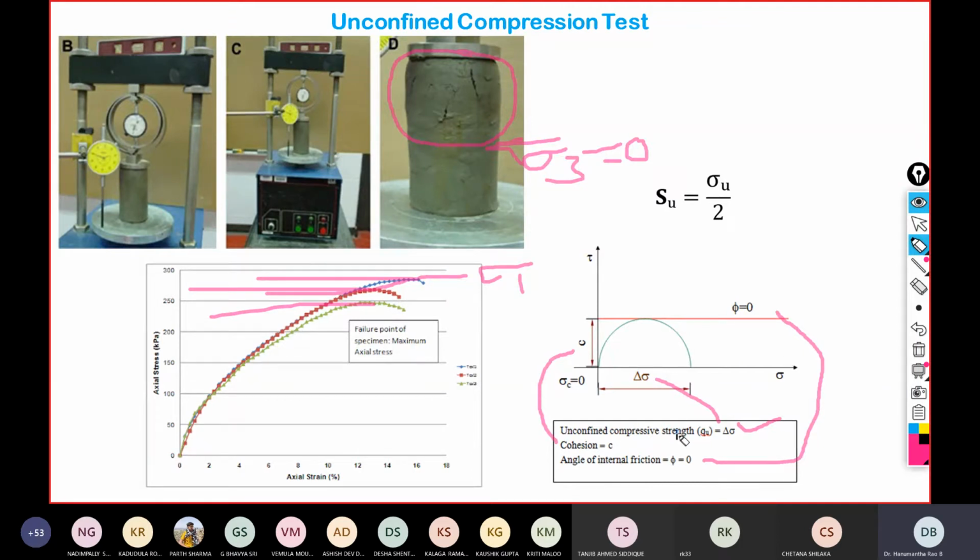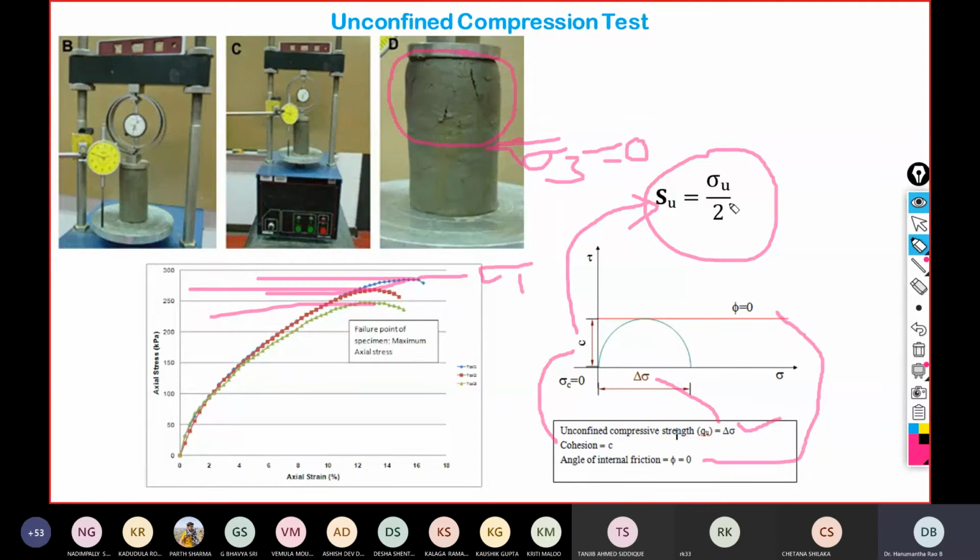Once unconfined compressive strength is known, then from this I can determine the undrained shear strength, which is nothing but Su or Cu. Both are the same. S and C both are the same in case of the UCS. So Su is nothing but sigma u by 2, that is delta sigma by 2.